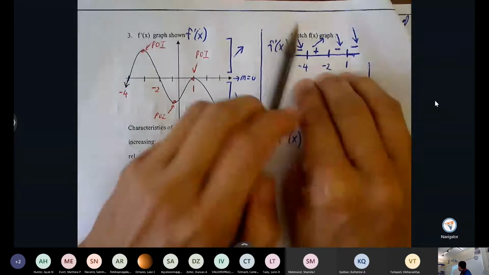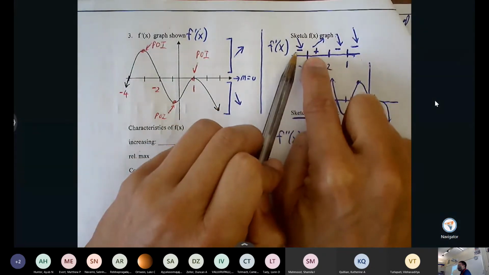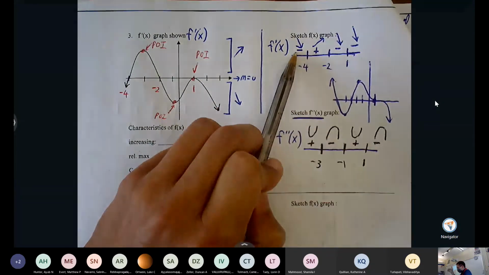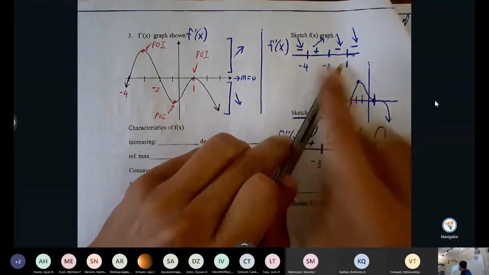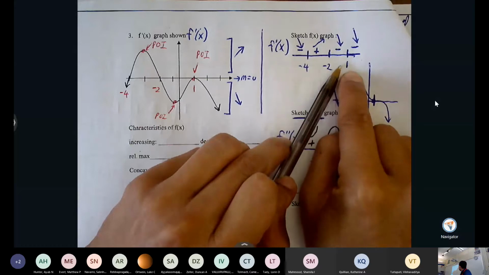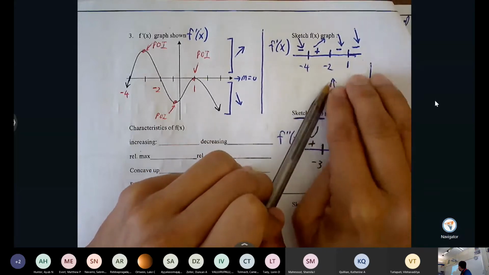So now these arrows are going to be helpful because they are going to mimic exactly what our graph will look like. Our graph is going to have a relative min at -4, a relative max at -2, and then a neither at 1. Okay. I sketched the graph out, but I'm going to do this over again.